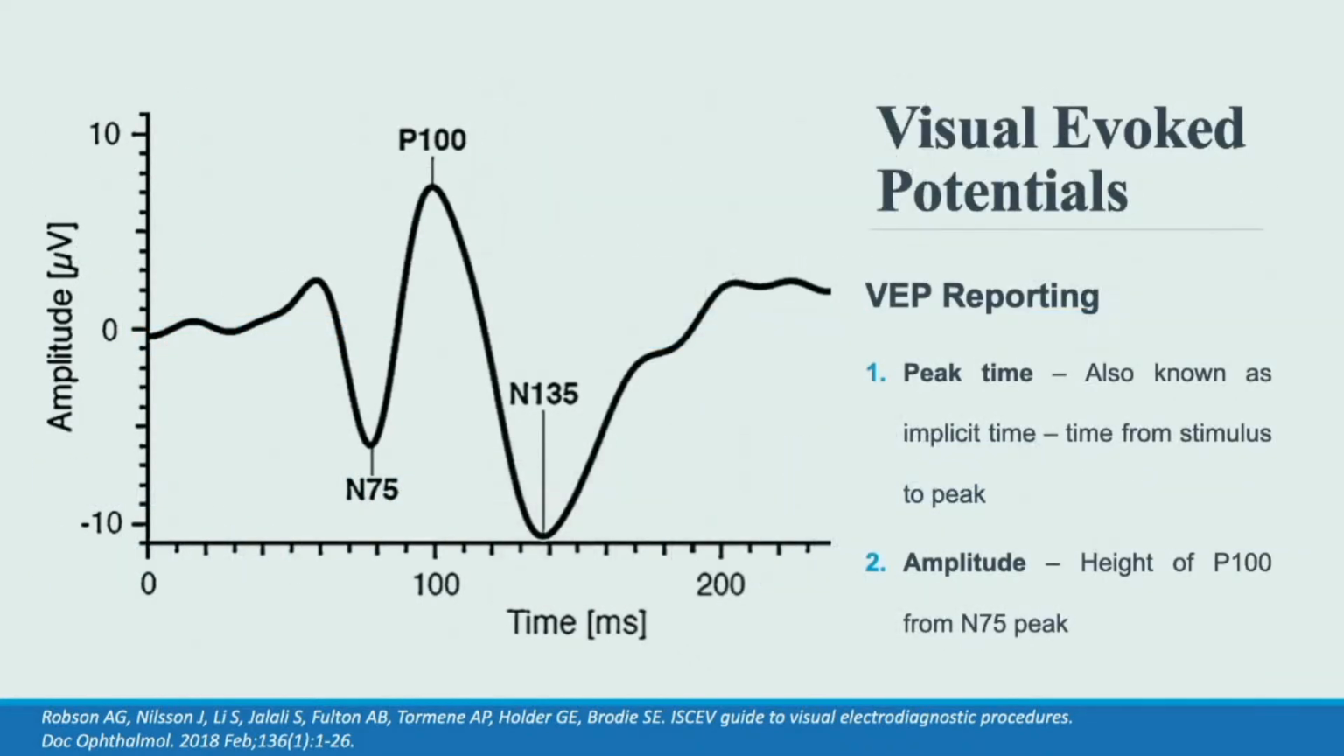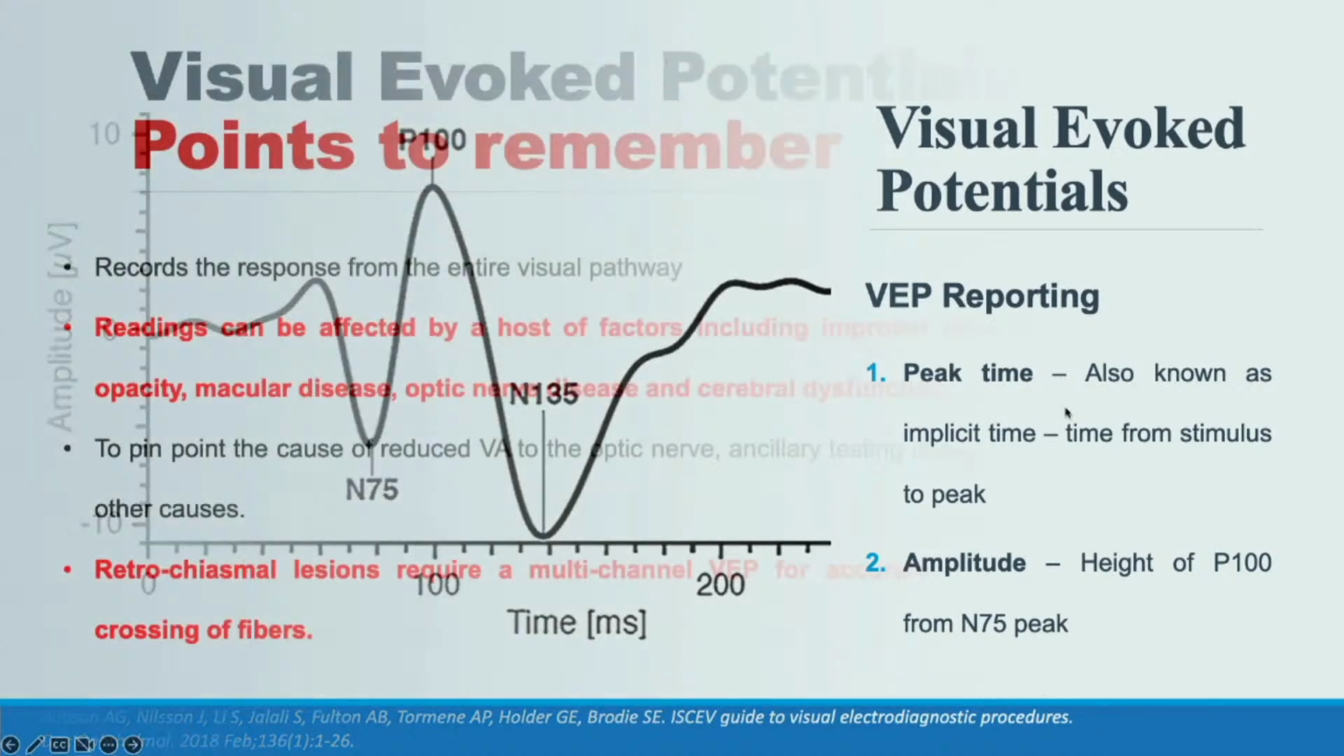So this is a typical VEP waveform that you would get from a pattern reversal VEP. It has an N75 negative wave and a P100. This corresponds to the time frame when these waves should come in a normal VEP. So you would want to look at the peak time, whether the peaks are appearing at the right time or not, and also the amplitude, that is the height of the P100 from the N75. These are important in diagnosing various conditions, and in deciding whether the VEP is normal or not.